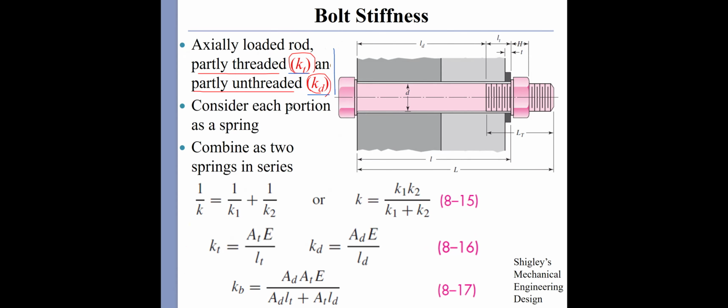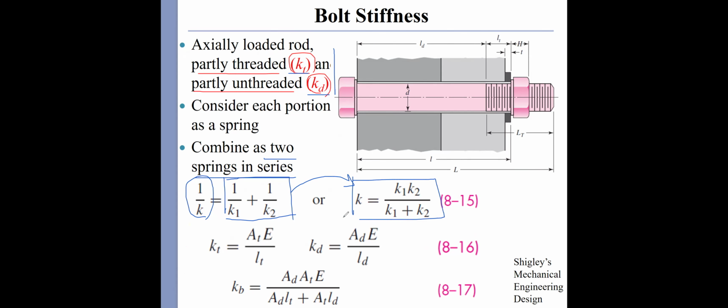Maybe some text has been removed from this figure, but I'm going to expand it. We can consider each portion as a spring, and then we can combine the threaded and unthreaded portions. We can combine two springs in series, so the resultant equilibrium spring constant is 1 over K equals 1 over K1 plus 1 over K2. We can also write it as K equals K1 K2 over K1 plus K2, for threaded and unthreaded.